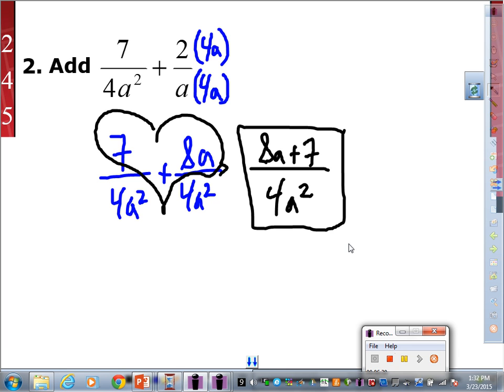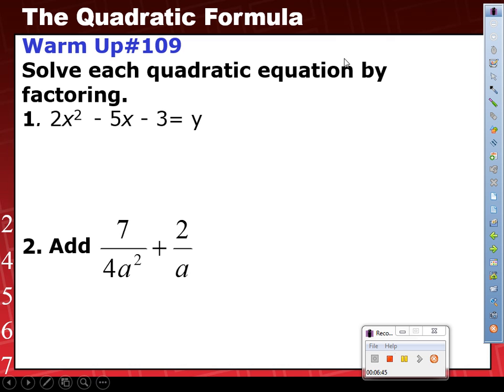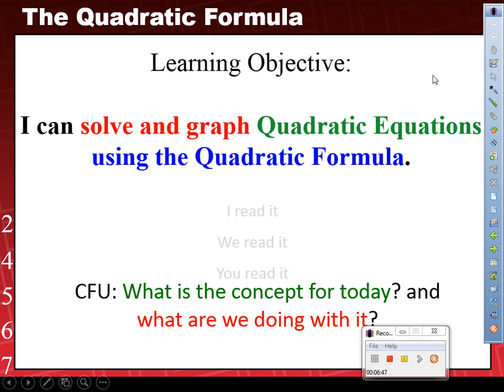Okay? All right, set that aside and get a blank sheet of paper out, please. Title it the Quadratic Formula. We do not need a Frayer model because we're still on quadratic equations. Look at the objective.